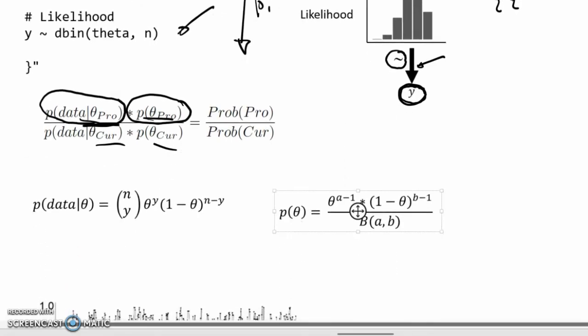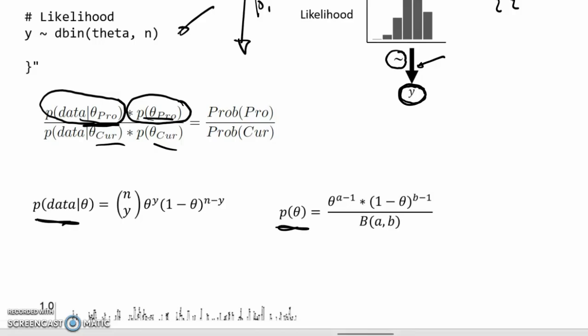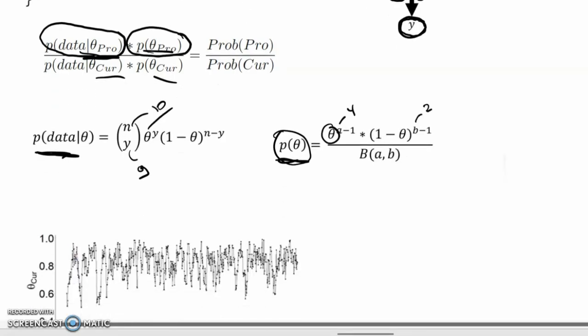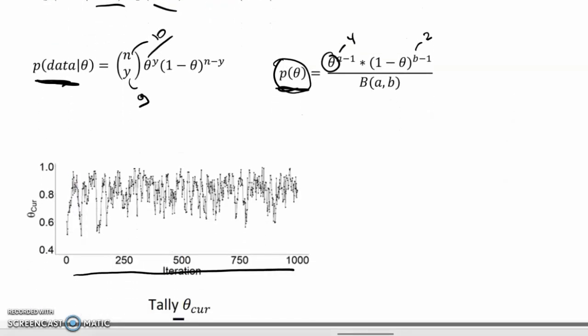At each step, it's going to evaluate the likelihood, and it's going to obtain the prior probability for both theta proposed and theta current. So in terms of the likelihood function, n is equal to 10, y is equal to 9, and you can put in either theta proposed or theta current here. In terms of the prior probability density, A is equal to 4, B is equal to 2. You can put in the value of theta current, theta proposed, and out will come the prior probability density. So we go through that 10,000 iterations.